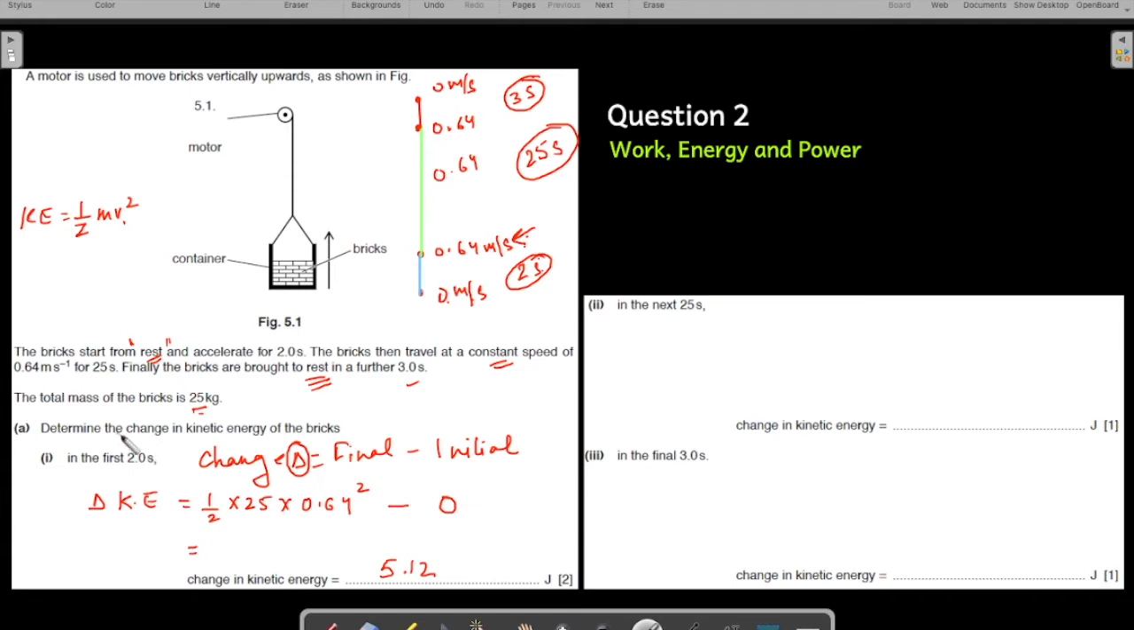And now they are saying the next part. You start reading from here. Determine the change in the kinetic energy of the block in the next 25 seconds. In the next 25 seconds, what is the change?